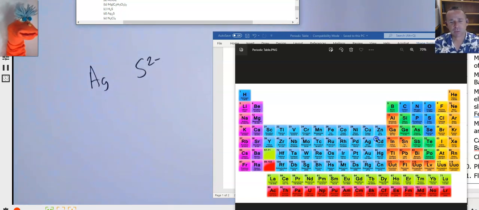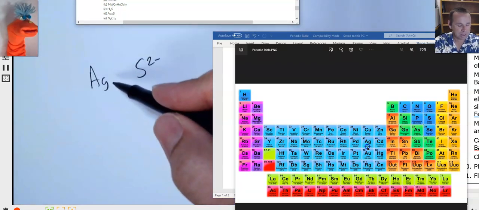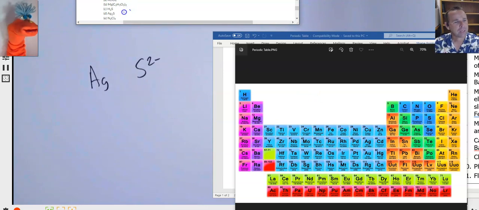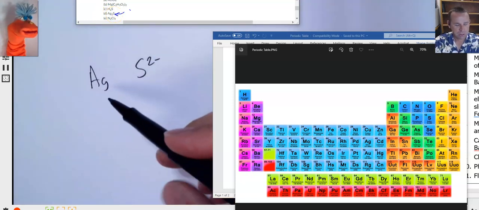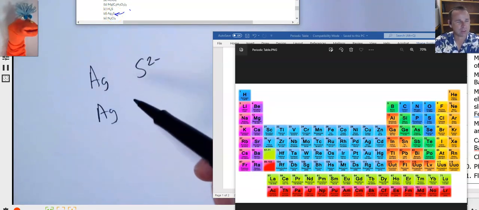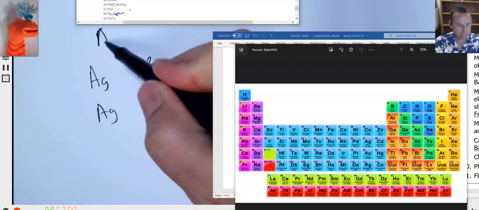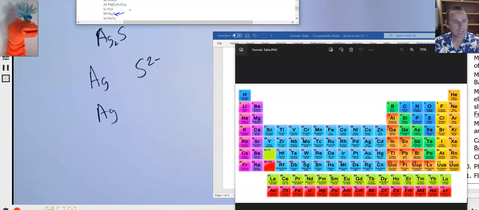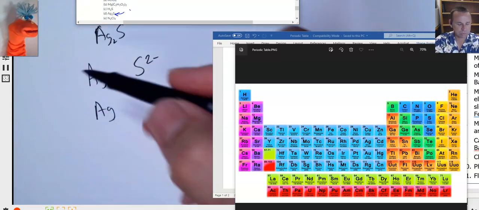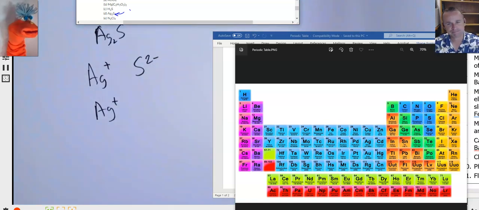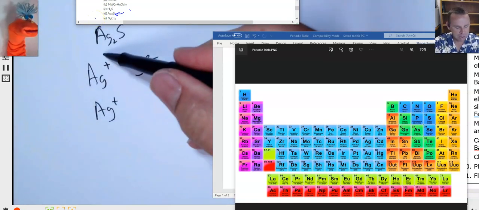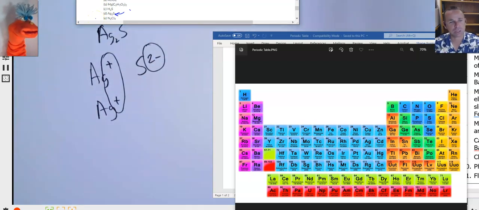How about silver? What is it going to want to do? I don't know. How can we tell? Well, again, we can't tell from its location here, but we can tell by looking at this compound and seeing the number of sulfurs relative to silvers. There are 2 silvers for every sulfur. You see how there's Ag2S, right? Okay. So if sulfur has a 2 minus and there's 2 silvers, that means that each silver has to have a +1. And again, we knew that because these 2 have to balance off that charge there.